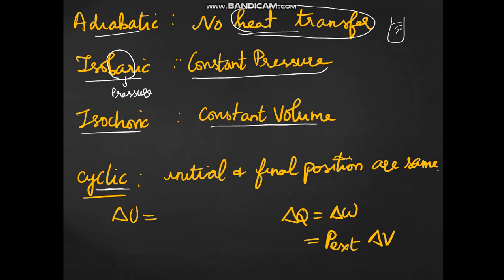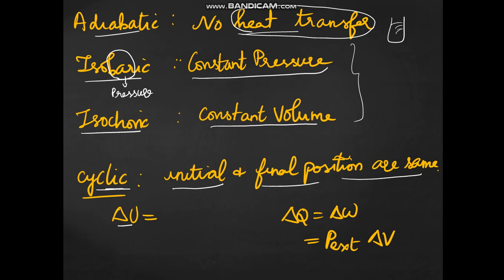What is a cyclic process? If the initial and final positions are the same, then it is a cyclic process. For these processes we will learn the graphs in the next videos. Okay, cyclic process means initial and final positions are the same.